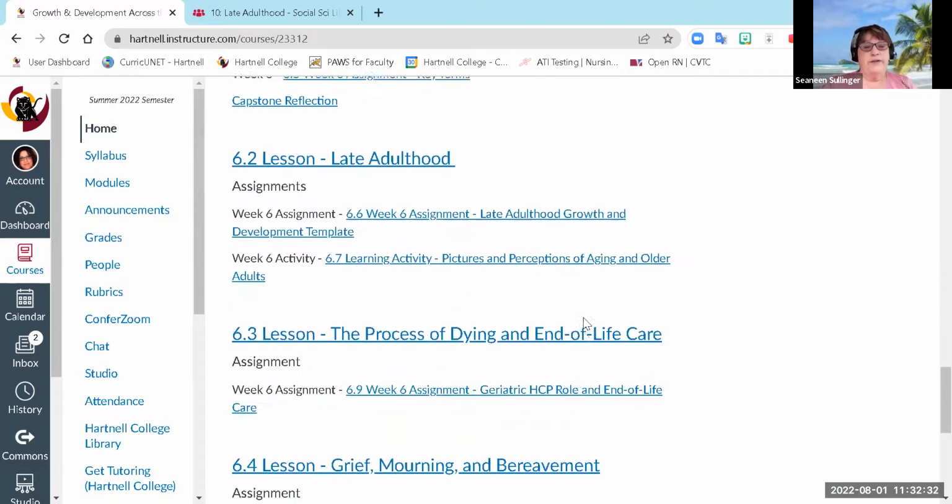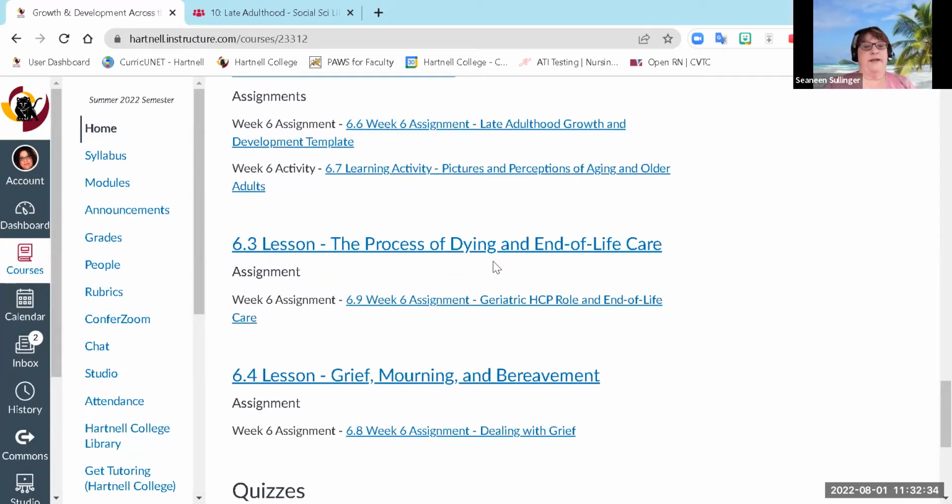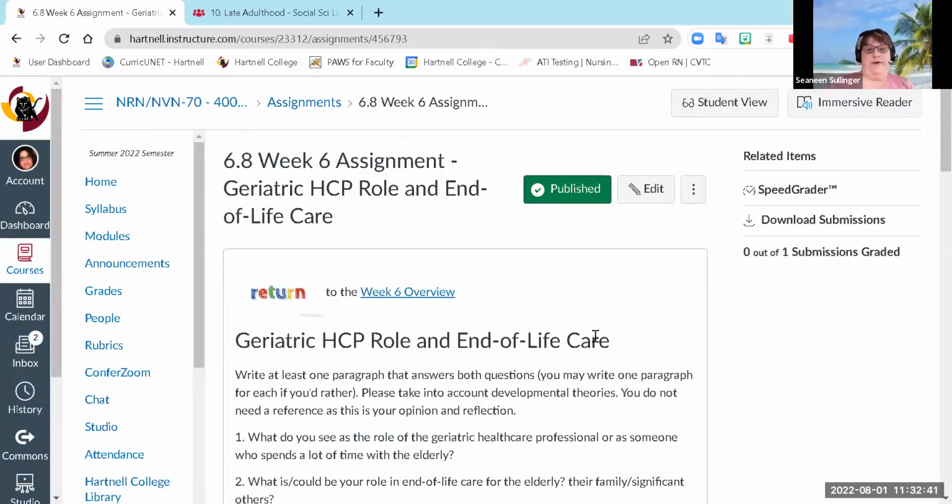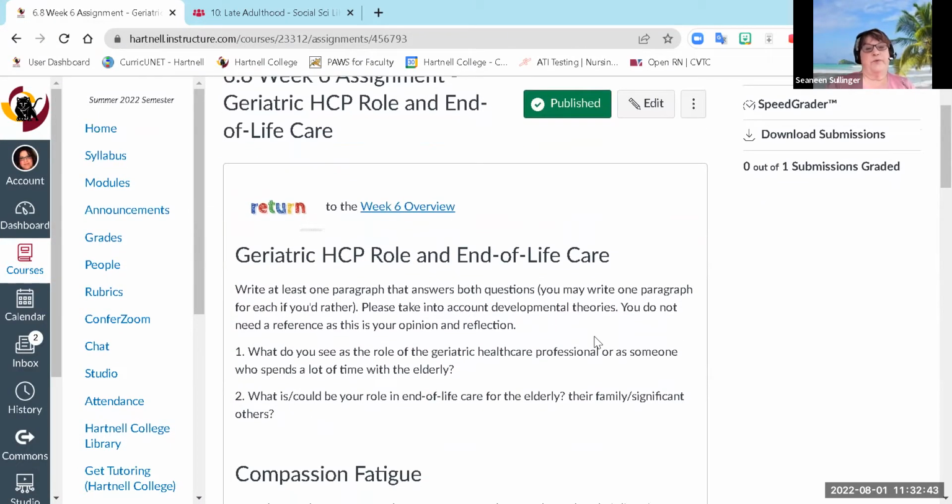Okay, moving on to the process of dying and end-of-life care. One assignment: geriatric healthcare provider role in end-of-life care. You want to write at least 1 paragraph that answers both questions, or you can write a paragraph for each question. Please, again, remember developmental theories to include those. You don't need a reference. This is your opinion and reflection.